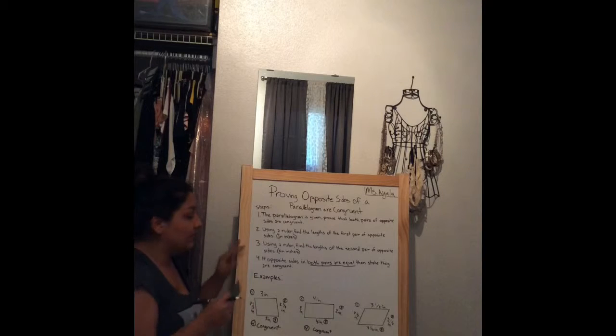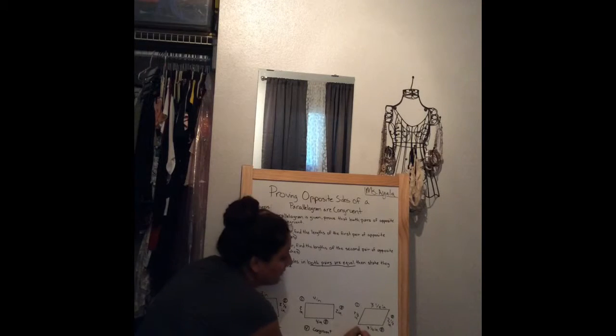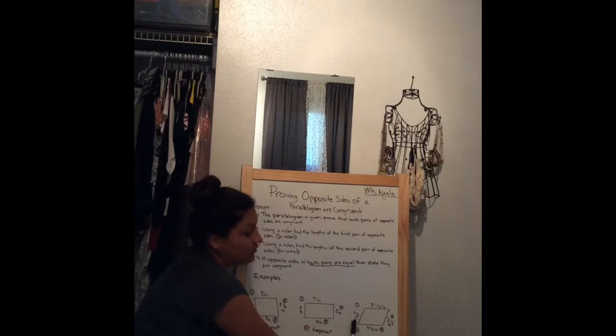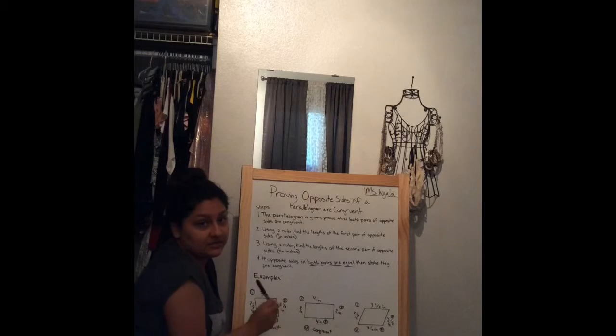Okay, so now step 4 again, one more time. If opposite sides and both pairs are equal, then state they are congruent. So, I'm going to put step 4. Let's look at our sides again. Our first pair, we got 2.5 and 2.5. So that first pair is equal.